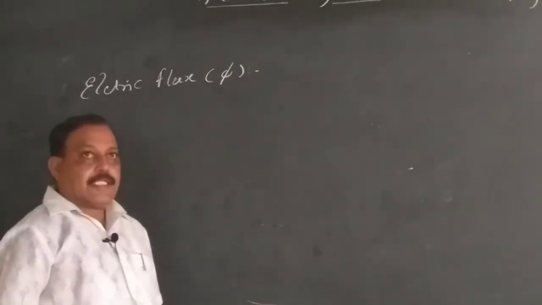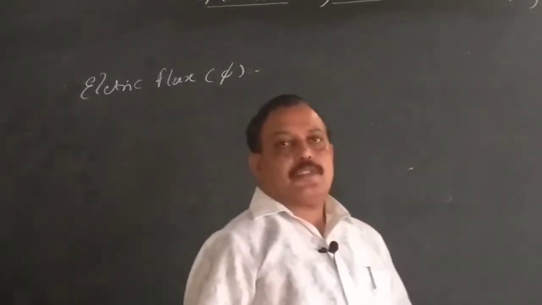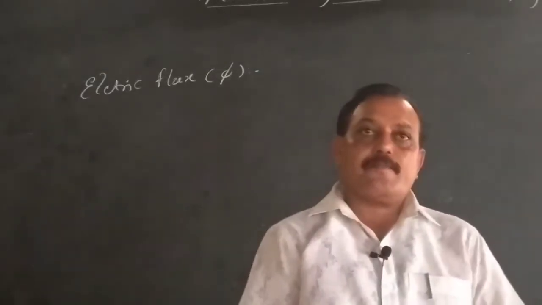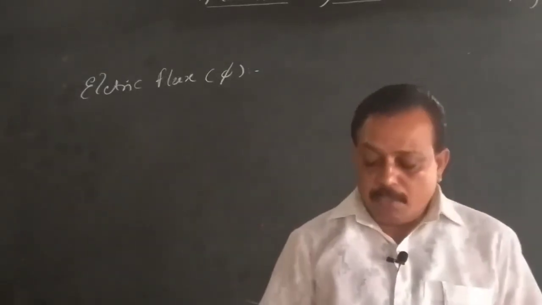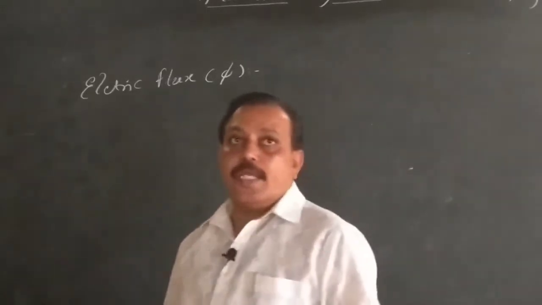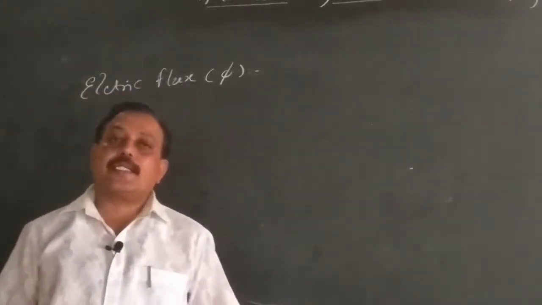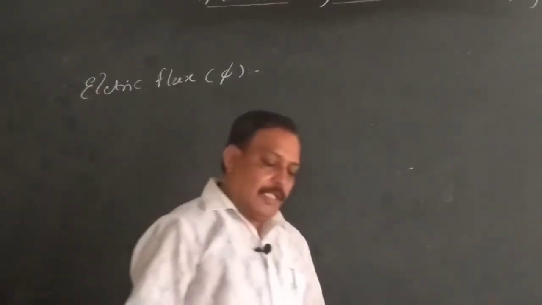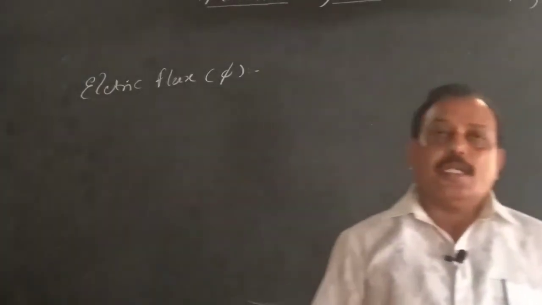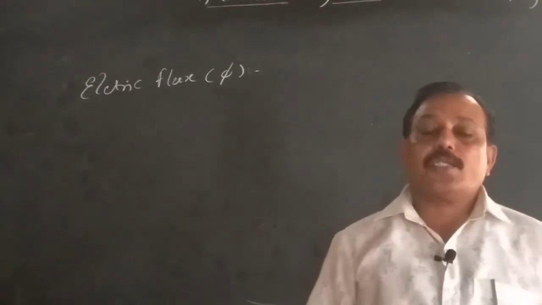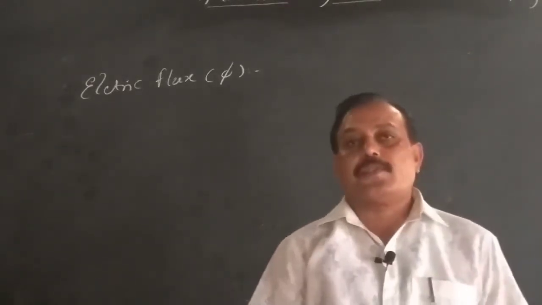When you get the electric lines of forces from the charge, if there is a surface, how many electric lines of forces are passing through a given surface normally? That represents what? Electric flux. The electric flux is nothing but the number of electric lines of forces passing through a given surface.